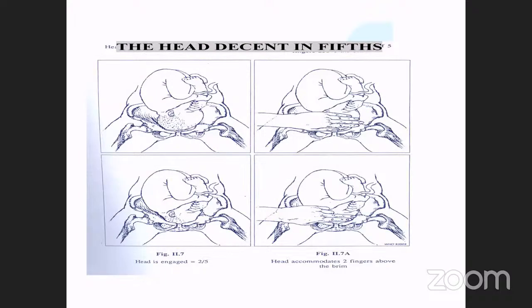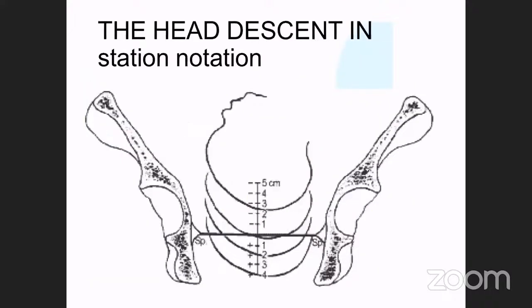Now, this is how you assess the descent. How much of the head is palpable? In fifths, using your 5 fingers, is the whole of the head palpable according to the size of your 5 fingers? The descent is a step most of you tend to miss when you're asked to examine a pregnant woman in OSCE. Always remember to do it, because it is something that is expected.